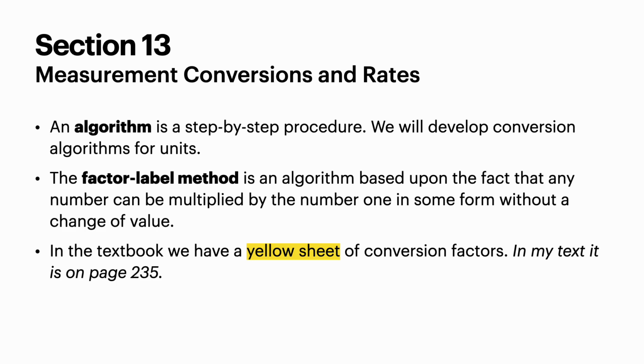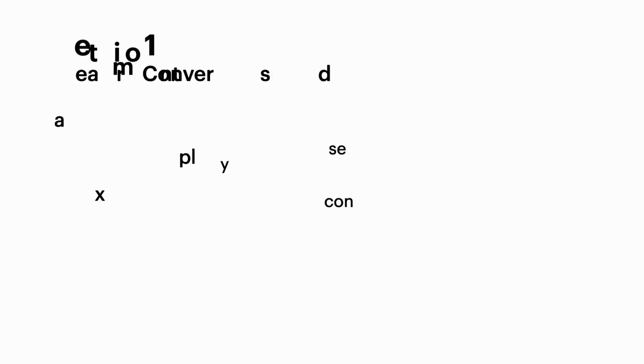In the textbook, we will use a yellow sheet of conversion factors. In my textbook, it's on page 235, but it can be on various web pages. Also, it should be in the center of your book, but that can vary depending on which book you use, but it's definitely on your course website.